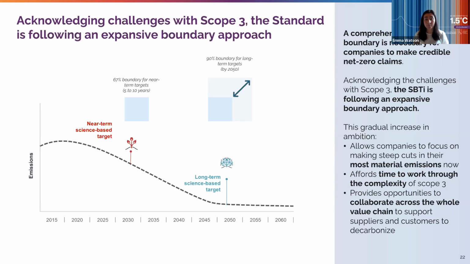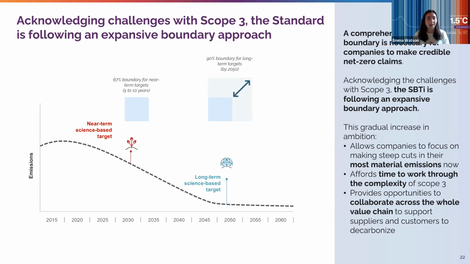By the time that we are reaching that long-term science-based target, they will have had the opportunity to collaborate across the whole value chain. We need to work in collaboration with all stakeholders to be able to reach net zero. It's not something that a company can do in isolation. So this really provides them with the opportunity to engage with suppliers and customers to decarbonize.